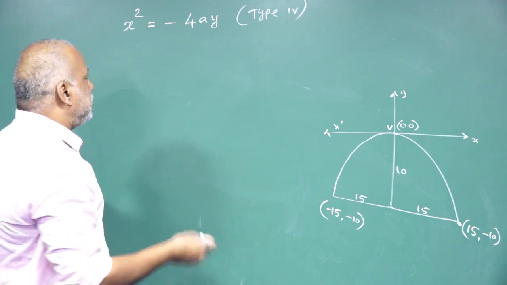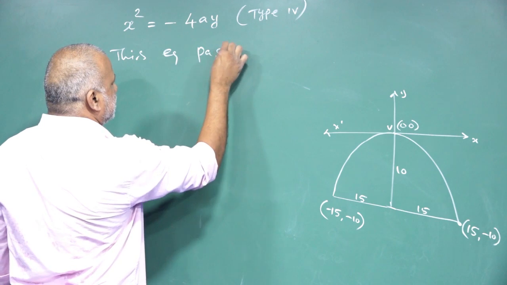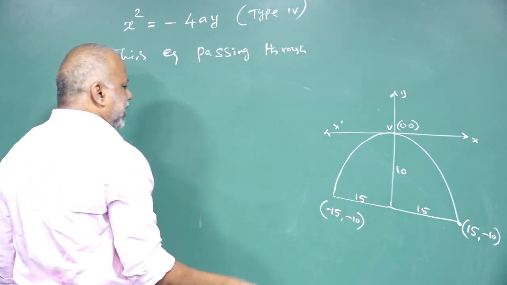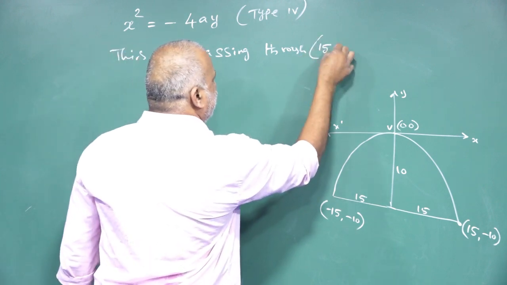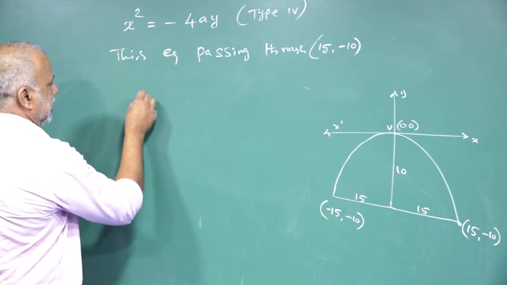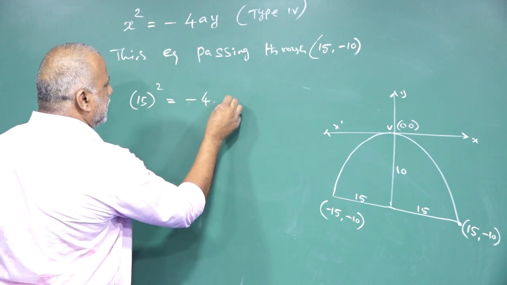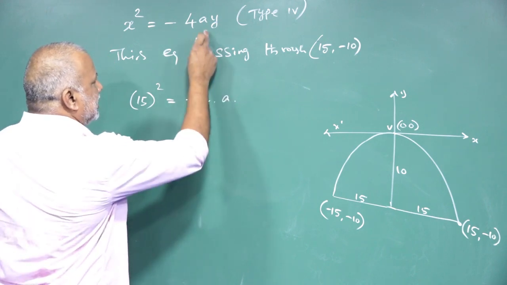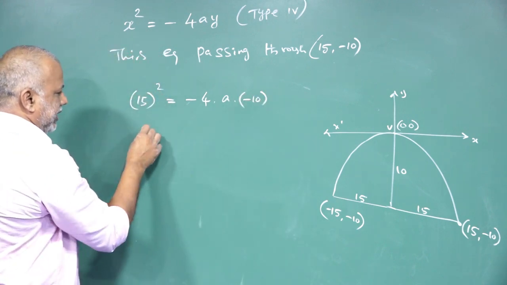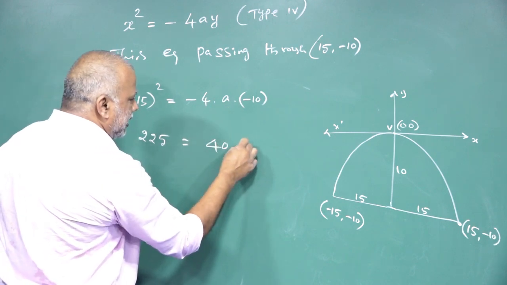So we are able to substitute into this equation. Since it passes through the points, we can select any one point. So 15 comma minus 10. We are going to substitute here. See, instead of x, I can substitute 15 squared here. That is equal to minus 4, the value of a is unknown, the value of y is minus 10. Then we can simplify. 15 squared is nothing but 225. Here we get 40a.